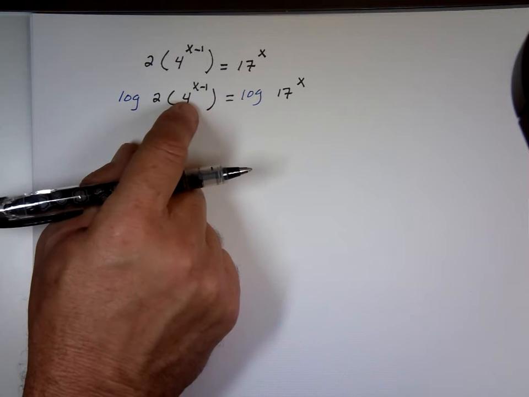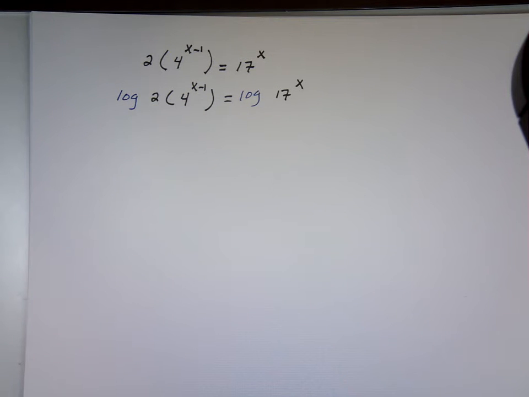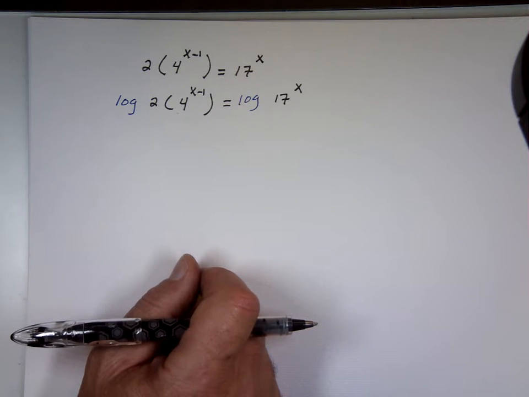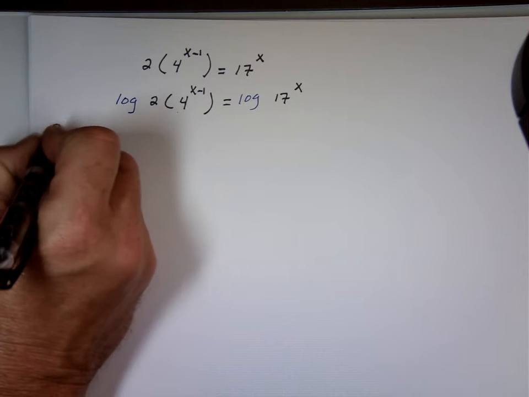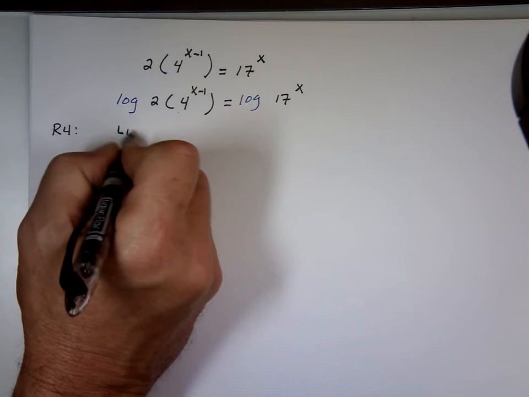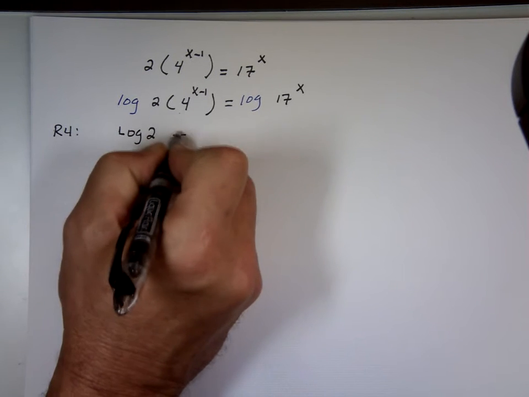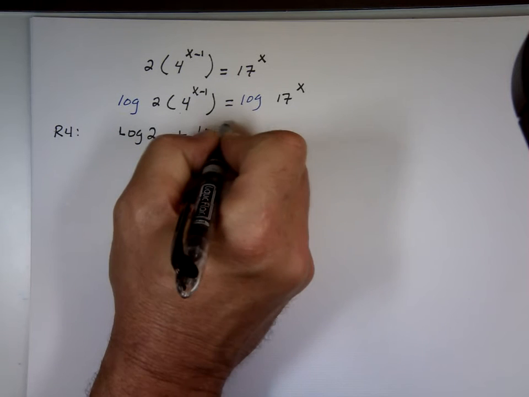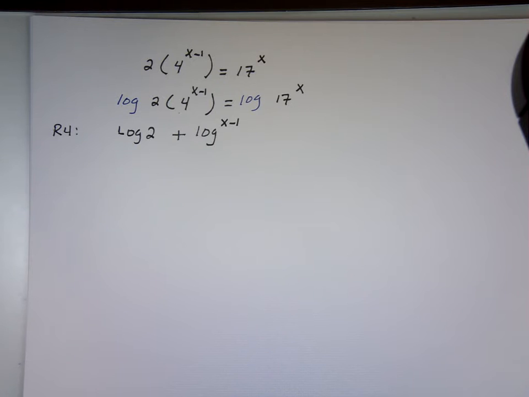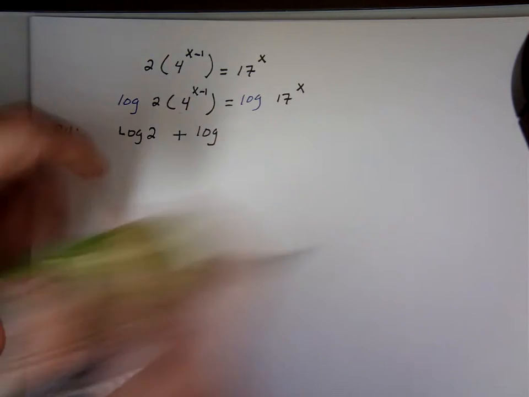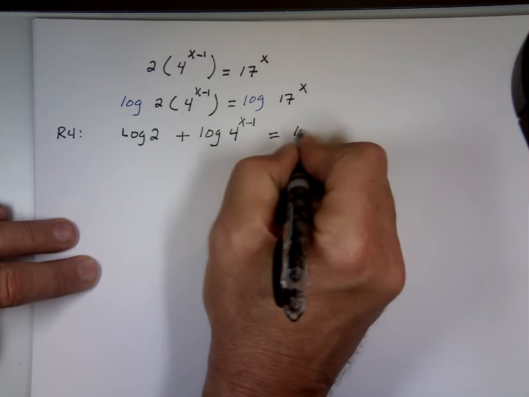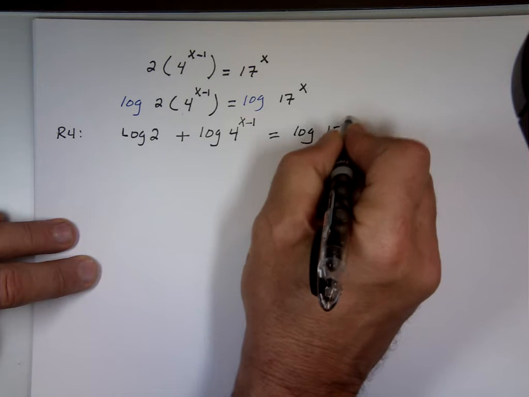Well, you can't multiply this by that. There's an exponent here, Sebastian. But I see 2 times, right? There's a rule about the log. When you have multiplication, that's rule number, I think, 4. I should be able to break it down to the log of 2 plus the log of 4 to the power of x minus 1, equals the log of 17 to the power of x.